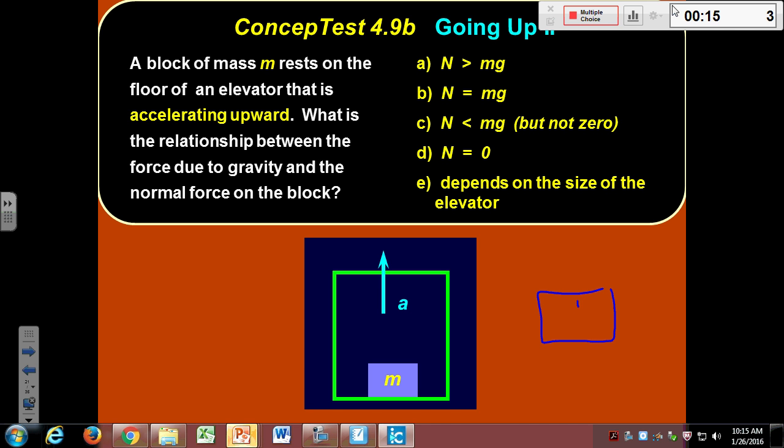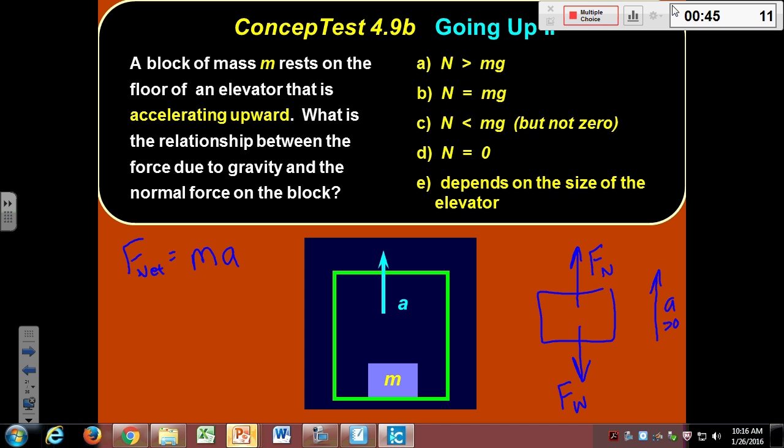This is my block. I have the normal force going in that direction. I have my weight going in this direction. I've told you that it's accelerating in the positive direction, so my acceleration is positive, bigger than 0. And I want to know how the normal force is related to the weight. And remember, my net force is equal to mass times acceleration.